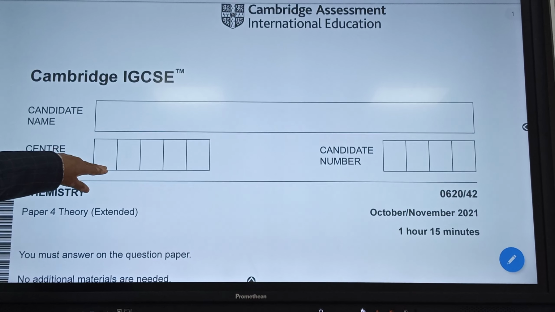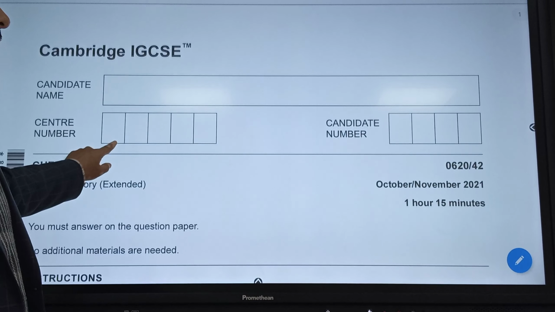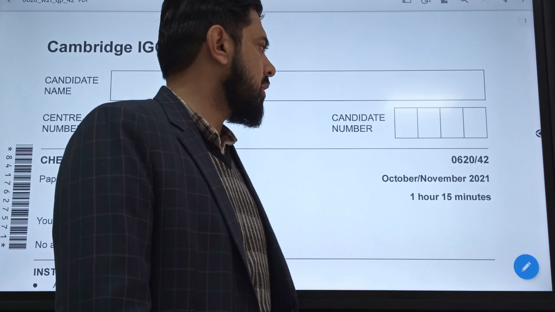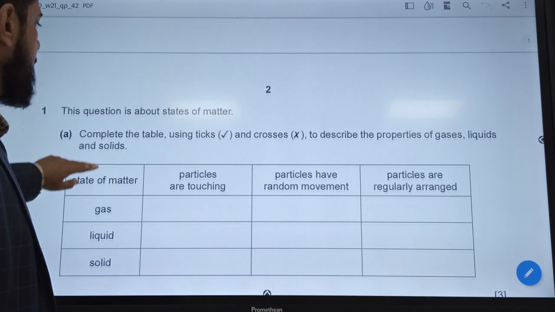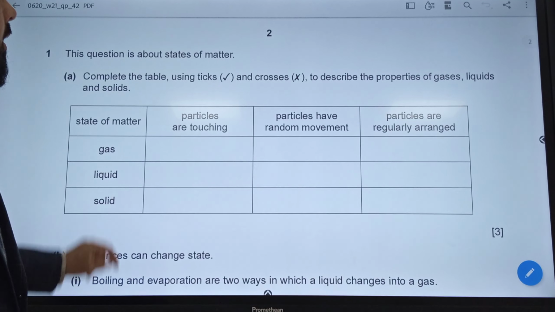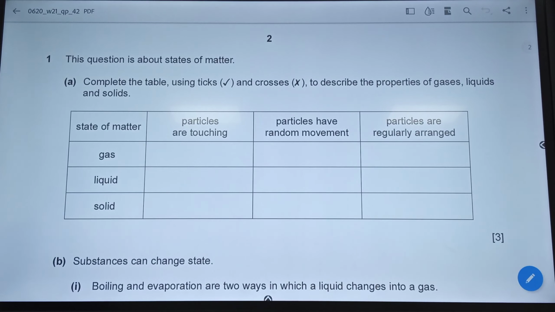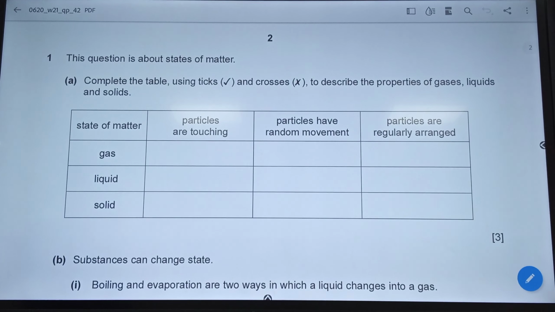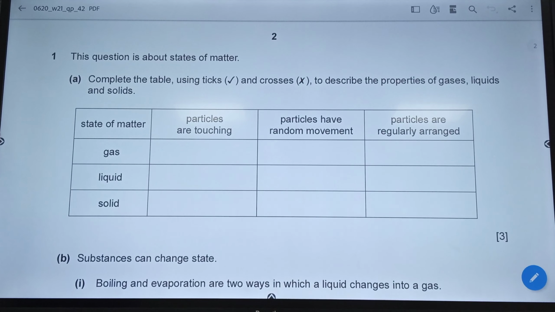So, boys and girls, we are going to start another paper from IGCSE chemistry. You can see it's from 0620/42, October/November 2021. Straightforward going towards the question, and in this case, the question is about states of matter. Complete the table using ticks and crosses to describe the properties of gases, liquids, and solids.